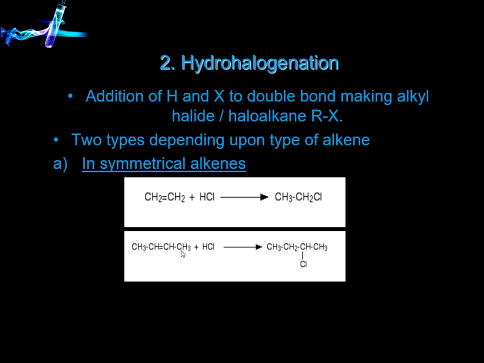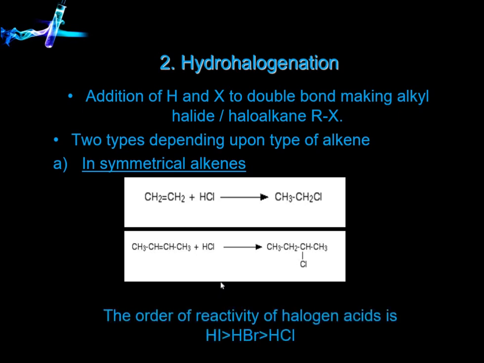This is another. 2-butene is also a symmetrical alkene. You can see around the double bond the environment or attachments are the same. So HCl can be added up and it will be broken up. Hydrogen can be added up with this carbon and chlorine can be added up with this carbon. Even otherwise, if hydrogen is added here and chlorine is added upon this carbon, even then the product produced will be the same. That will be 2-chlorobutane.